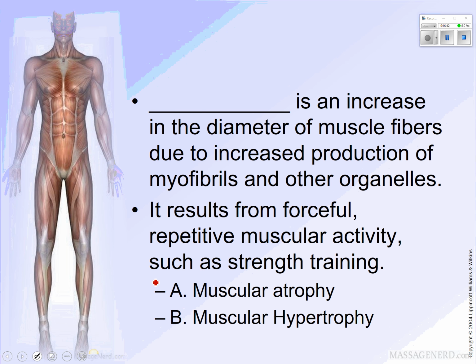Next we have blank is an increase in the diameter of the muscle fibers due to increased production of myofibrils and other organelles. It results from forceful repetitive muscular activity such as strength training, and that's going to be your muscular hypertrophy. Okay, so this will be the end of part 1.